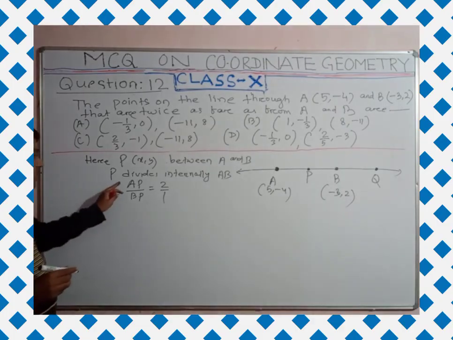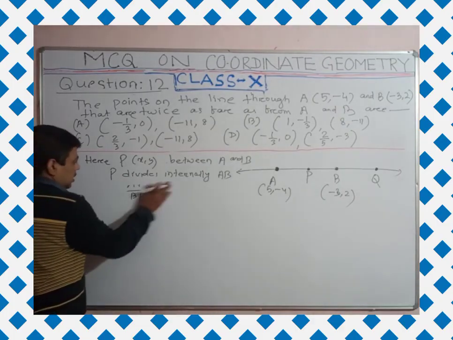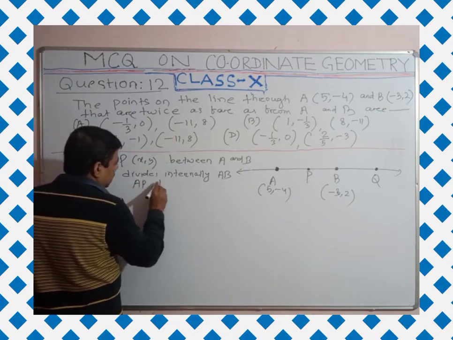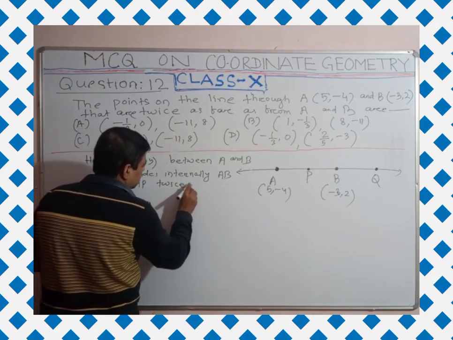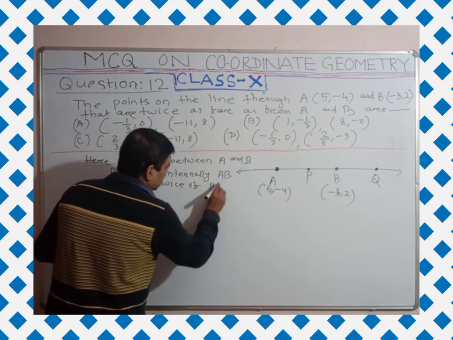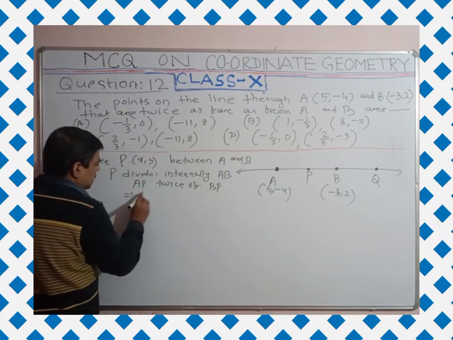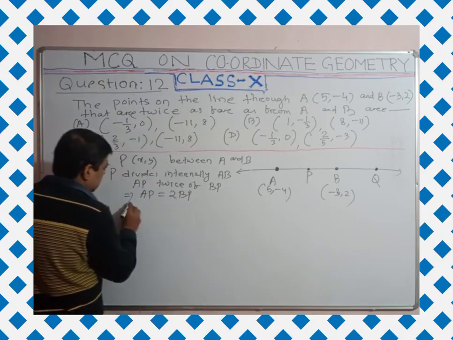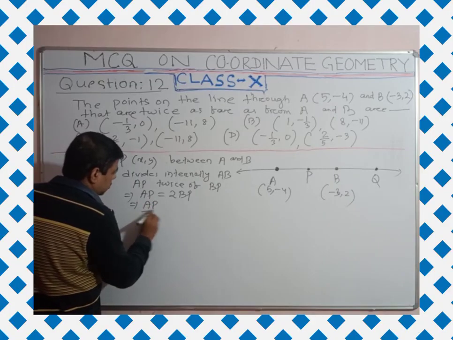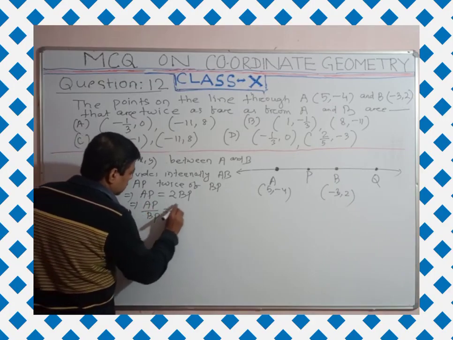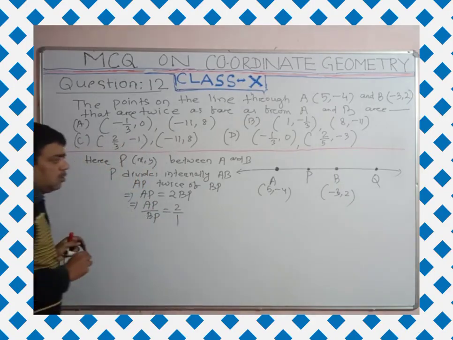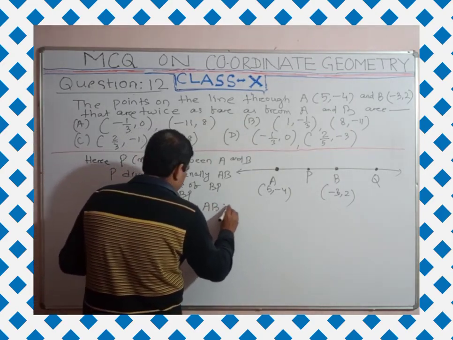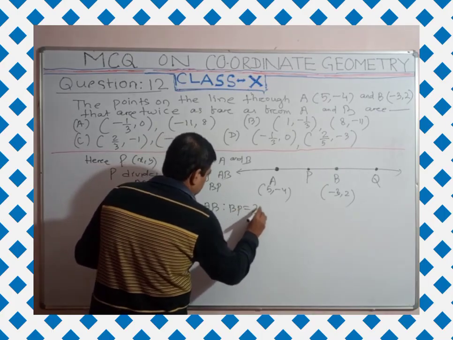AP is twice of BP. That implies AP is equal to twice of BP, which implies AP upon BP is equal to 2 by 1, or 2:1. That means AP is to BP is equal to 2:1.